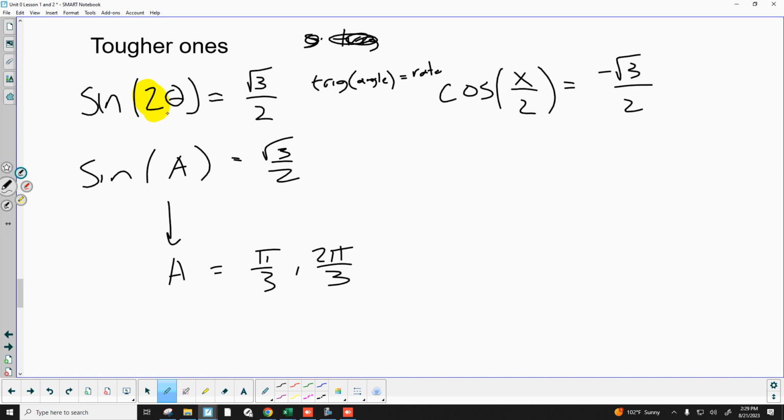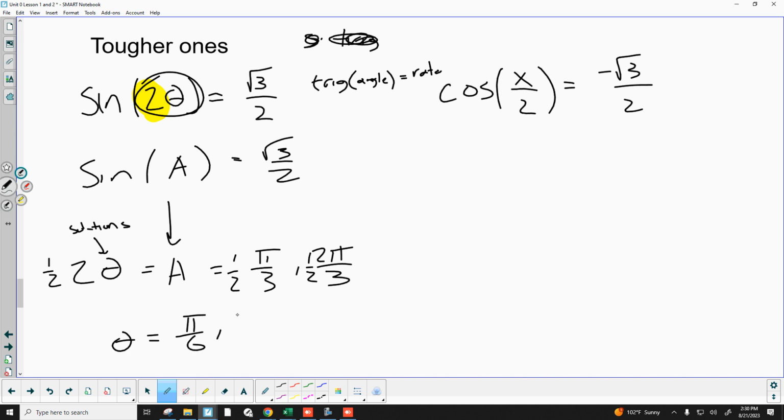But my angles replace 2 times theta, where theta is what I want to find the solutions for. What do I do to find my solutions if I know 2 times the solutions are what I want for my angle? Tell your neighbors. Divide by 2. Giving me pi over 6 and pi over 3.